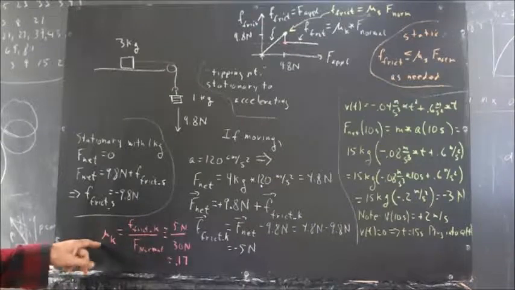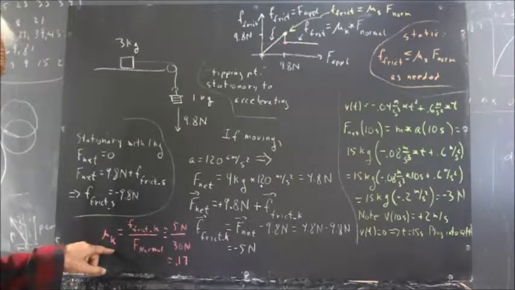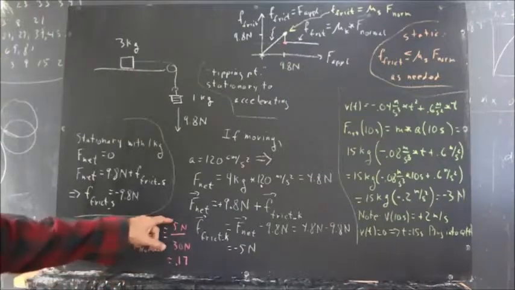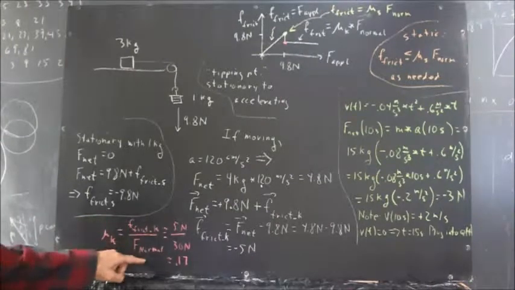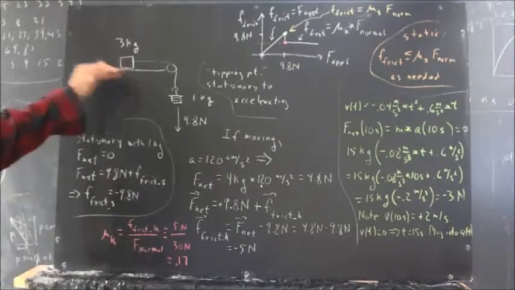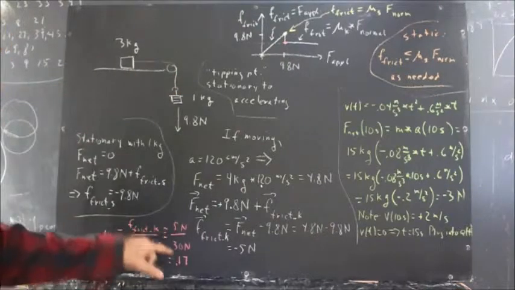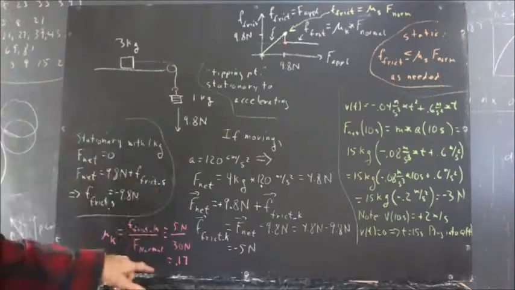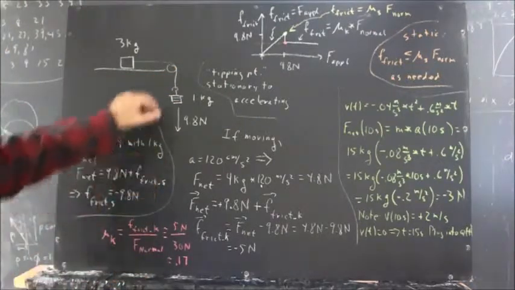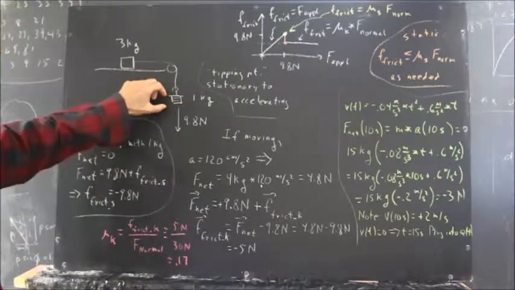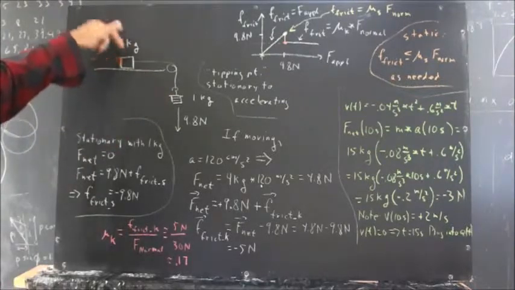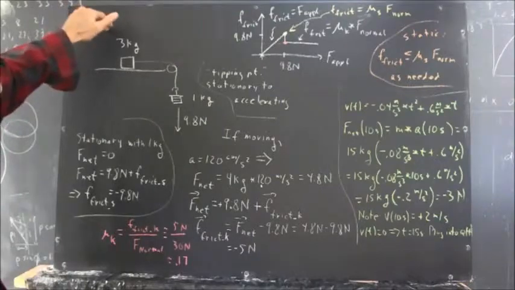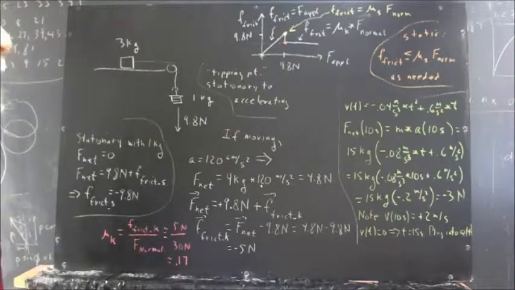So I've added the calculation of the coefficient of kinetic friction, being the 5 newton frictional force divided by the normal force between the object and the surface, and that gives us 0.17. We don't include the 1 kilogram here in the calculation of the normal force because the 1 kilogram mass makes no contribution to the normal force. The normal force is just the force required to support the 3 kilograms.